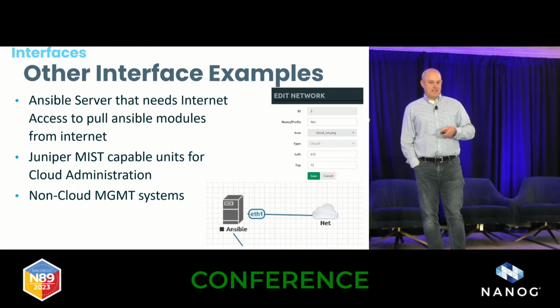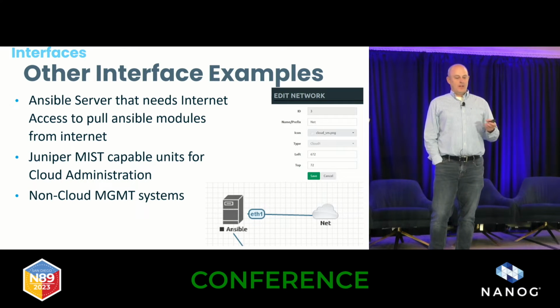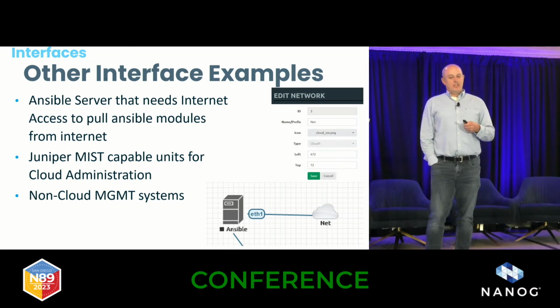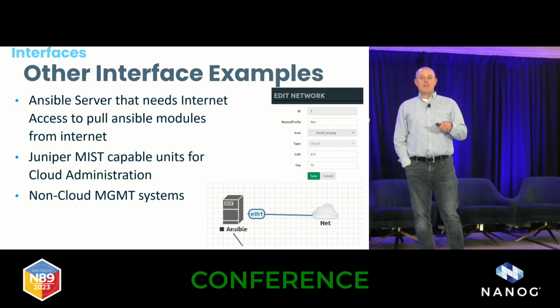Another example is all of the Juniper equipment that's now capable of talking to the Mist cloud for management and support. You can pull your management interface from the logical lab, tie it to the internet, and start working with the Mist cloud to start working with this equipment.